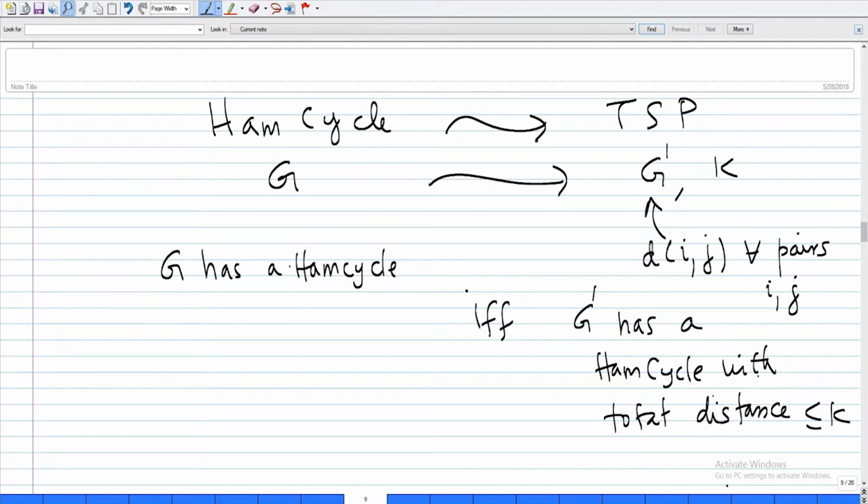Okay, so how do we do this reduction? You are given an arbitrary undirected graph. First I have to make it complete. I have two jobs, right? I have to make it complete, and then I have to put some weights on the edges, in a way that a Hamiltonian cycle means that there is a Hamiltonian cycle of this weight, and k is also your choice.